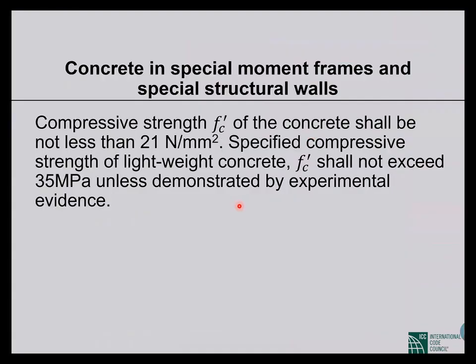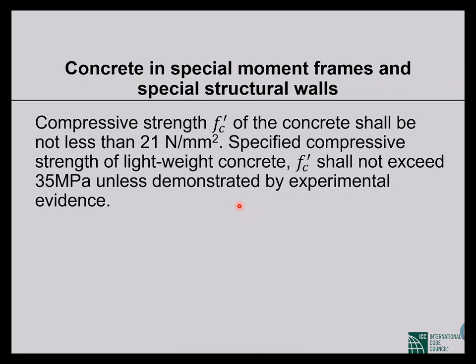Now, concrete in special moment frames, friends. So now we'll discuss the seismic design. Last time I mentioned a seismic design category that has been introduced in the new BNBC, BNBC 2020. Depending on the seismic zone, soil type and occupancy type, we are allowed to construct structures of a specific seismic design category. For example, in Dhaka, if the soil condition is good, then we can go for seismic design category C. If the soil condition is not good, we have to go for seismic design category D.